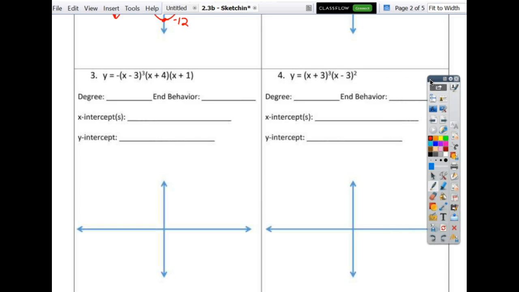So what's the degree this time? 5 is correct, and the leading coefficient is negative. So my end behavior is up and down. My x-intercepts are going to be 3, -4, and -1. And my y-intercept, I have to fill in 0.